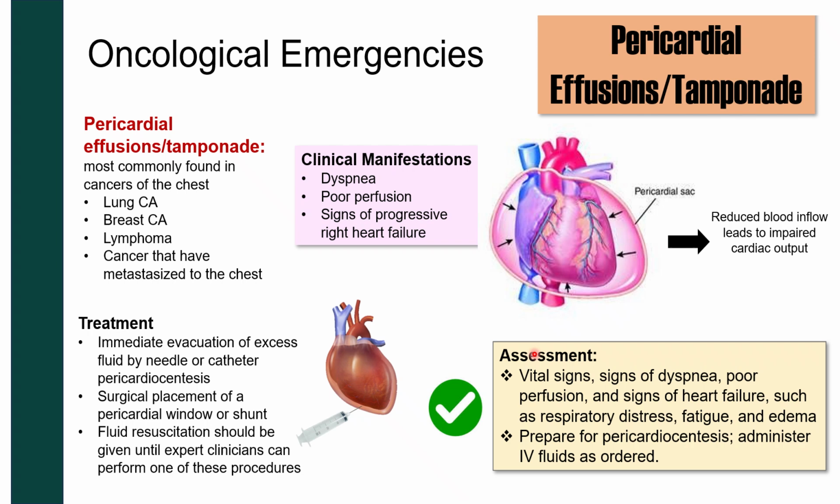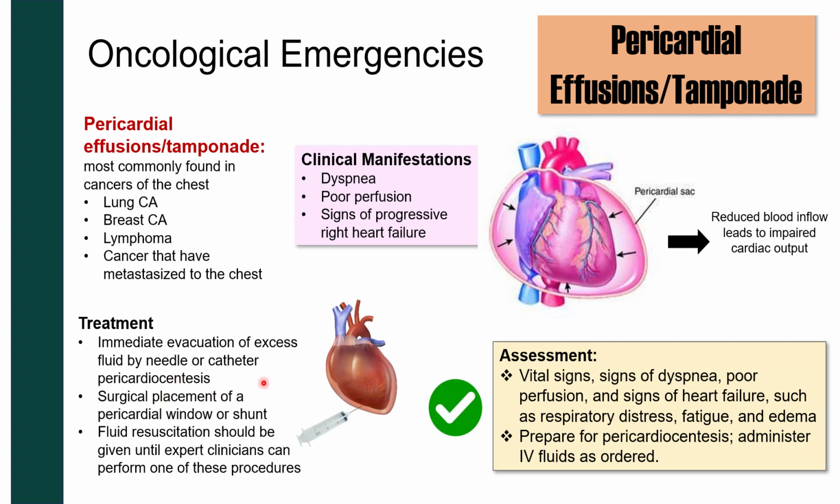So what is pericardial effusion? We have our pericardium, which is the outside sac of the heart, and it has become full of fluid. As it becomes more full of fluid, it becomes restrictive to the heart, and it's going to lead to impaired cardiac output because the heart is just not going to be able to pump effectively, and that is cardiac tamponade.